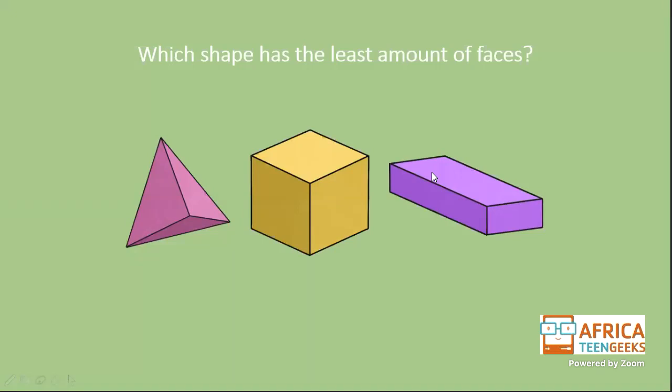There we go. All the answers coming in right now. Those of you who said triangular based pyramid, you are correct. So you know that the cube and the rectangular prism have exactly the same amount of faces, which is 6, but the triangular based pyramid only has 4 faces.